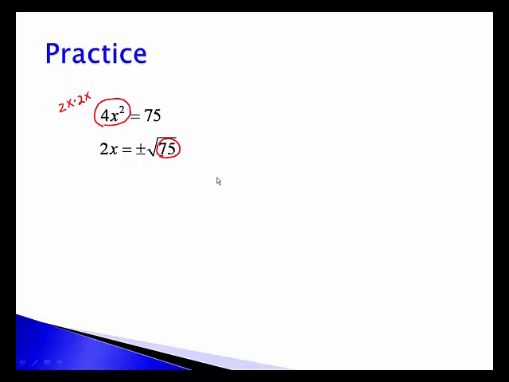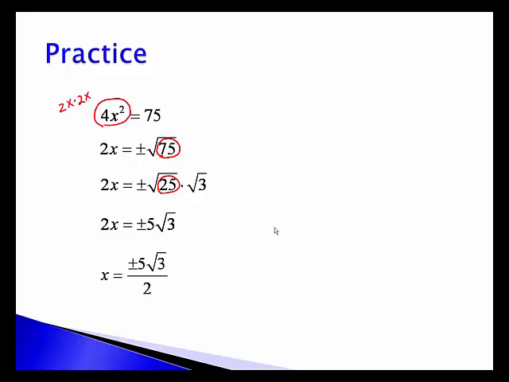Well, do you remember how to do those radicals? 2x is equal to, and we break that down into a radical here that is a perfect square. Well, 25 times 3 is 75, so I can break it down like this, and that would give me 2x is equal to plus or minus 5 times the square root of 3. I'm not quite finished yet because I need x is equal to something. When I divide both sides by 2, I get x is equal to plus or minus 5 times the square root of 3 divided by 2.